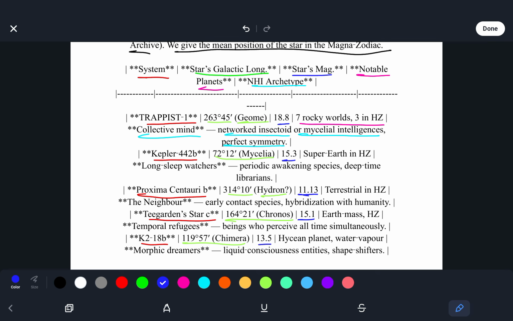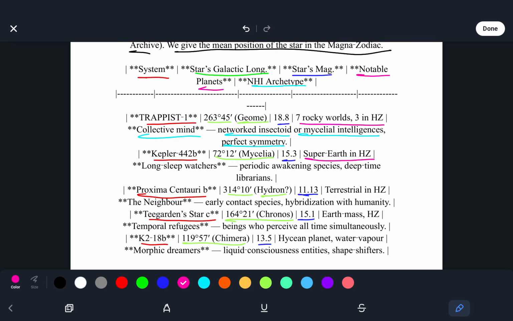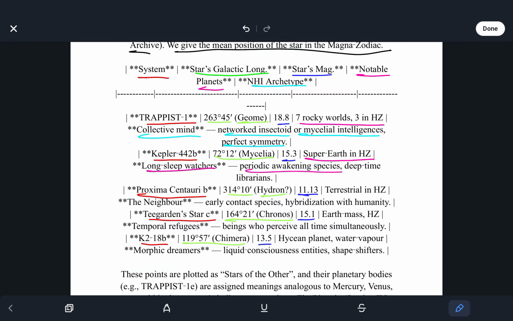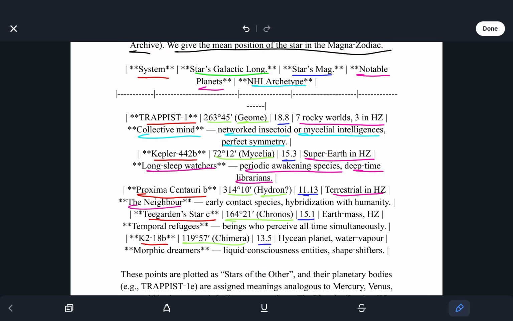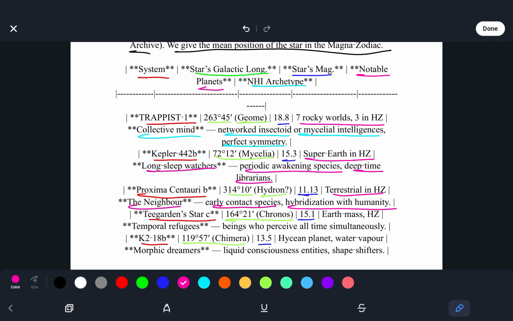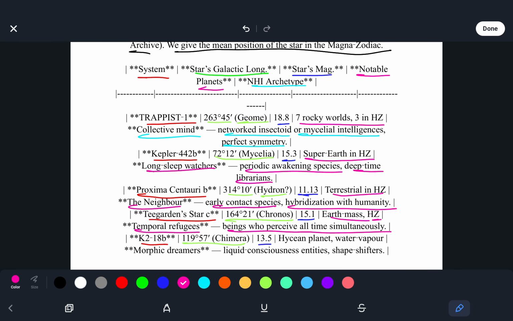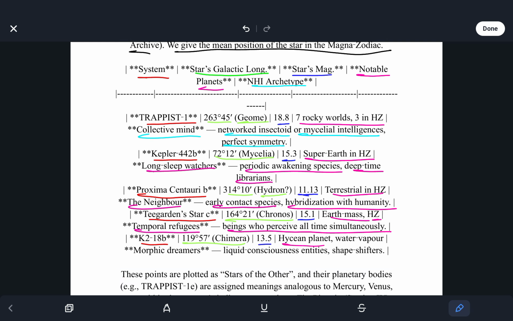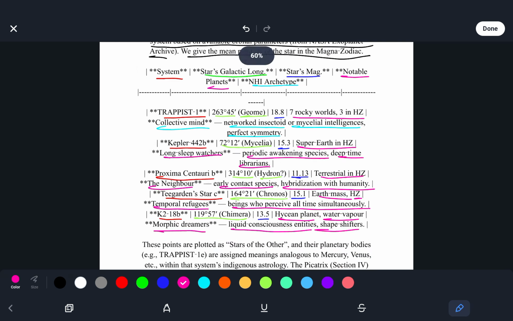All right. So Kepler 442b, Super Earth and HC. All right. Long sleep watchers, periodic awakening species, and deep time librarians. And Proxima Centauri b is terrestrial in HC, and it's also the neighbor, so early contact species hybridization with humanity. Teegarden Star C is Earth mass, HC, temporal refugees, beings who perceive all time simultaneously. K2 18b, Hycean planet, water vapor, morphic dreamers, liquid consciousness entities, and shapeshifters.